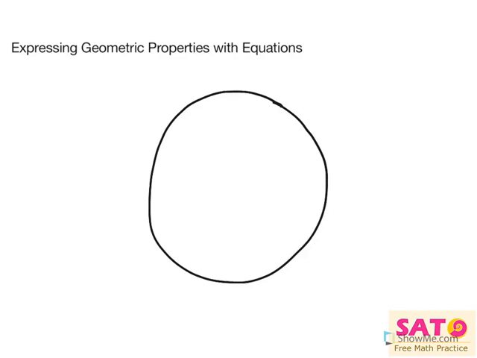Let's talk about expressing geometric properties with equations, starting off with circles. Now, you see the circle, let's talk about some of its properties. So let's say this is the center of a circle, and we have a line. Well, this line is called the diameter because it is the full length of the circle's longest width. And this would be the diameter.